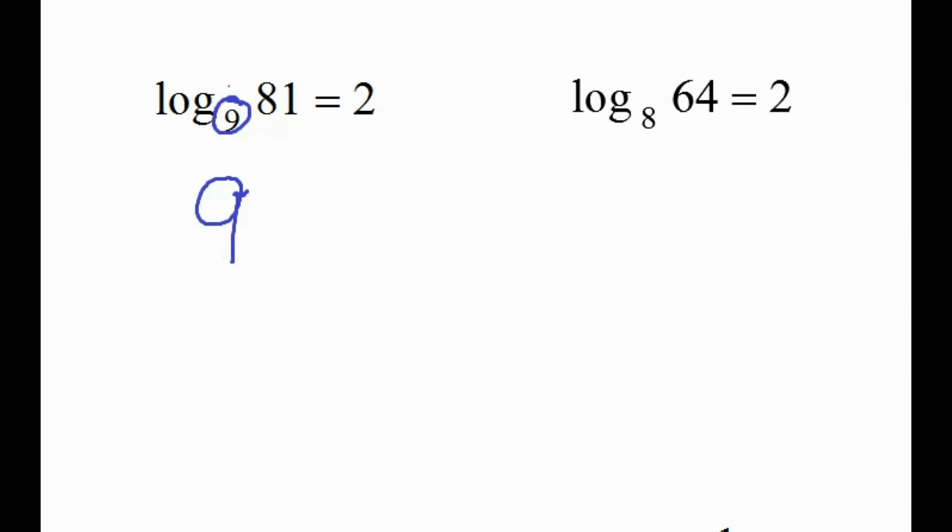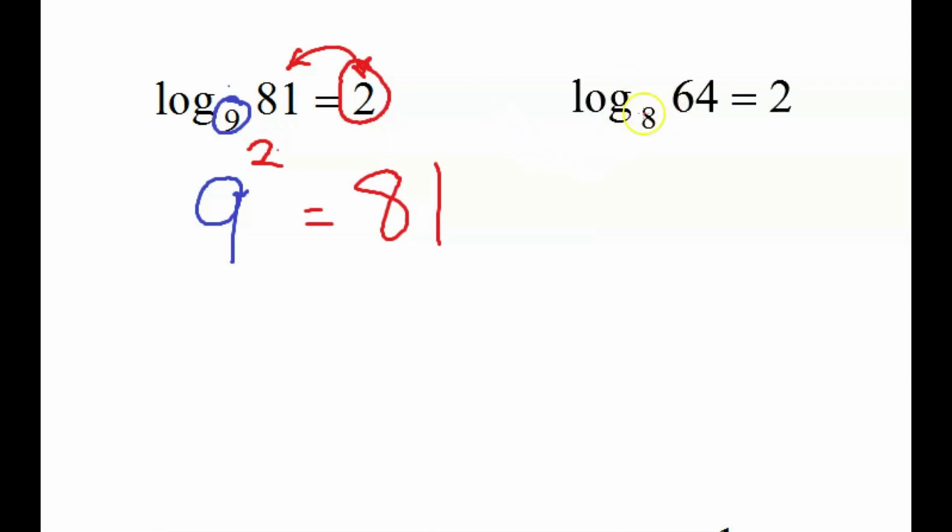And my exponent, I'm going to get that from the equation right here. I'm going to switch these two numbers. So the answer over here, this 2 that was the answer, is going to become my exponent. And my exponent over here is going to become the answer. And you'll notice these make true statements, like 9 squared equals 81.